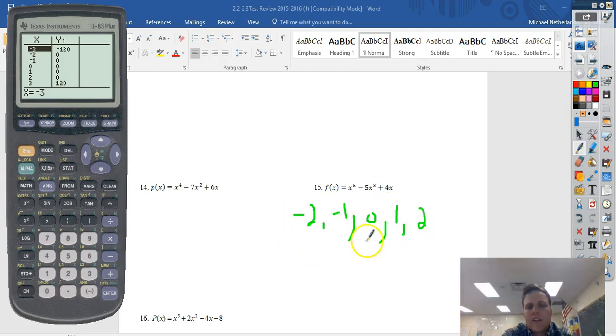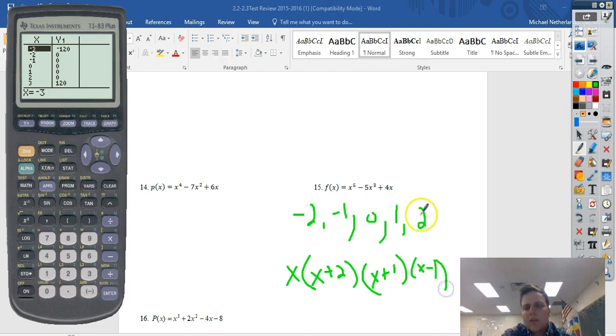Okay, the factors I get from this: from 0 you get a factor of x. From -2 you get a factor of x plus 2. From -1 you get a factor of x plus 1. From a zero of 1 you get a factor of x minus 1. From a zero of 2 you get a factor of x minus 2. Bam, there are your factors.